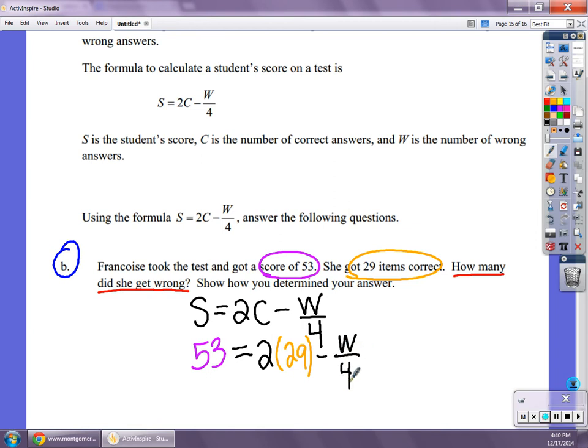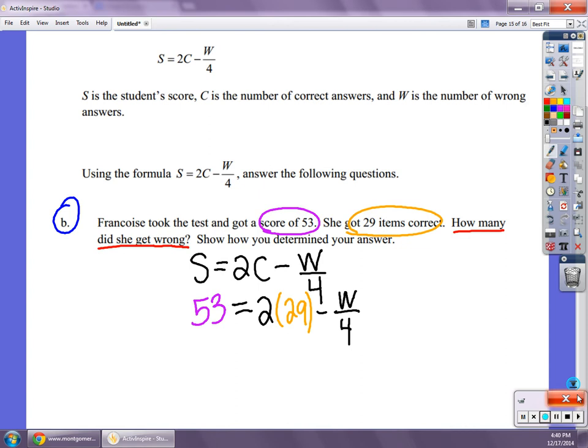Making it a little tight for me there. All right, let's see what we can do now. I'm going to simplify. I know that 2 times 29 is going to give me a value of 58.